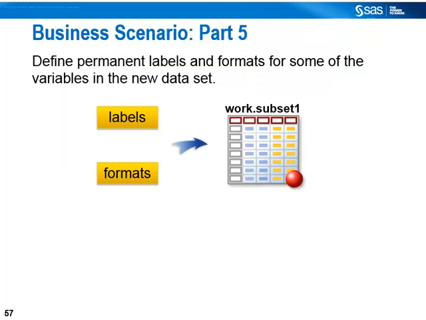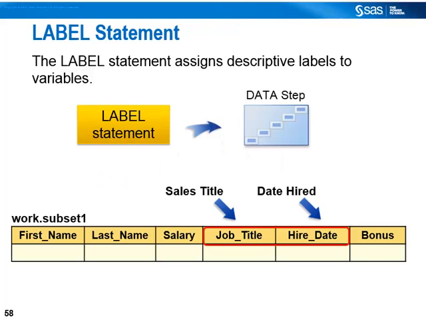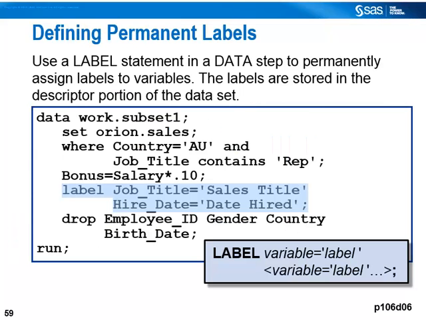Business scenario part 5. Define permanent labels and formats for some of the variables in the new dataset. Label statement. The label statement assigns descriptive labels to the variables. Like we want job title to appear as sales title and hire date as date hired. In this label statement, we are assigning the labels sales title and date hired to the variables job_title and hire_date respectively.